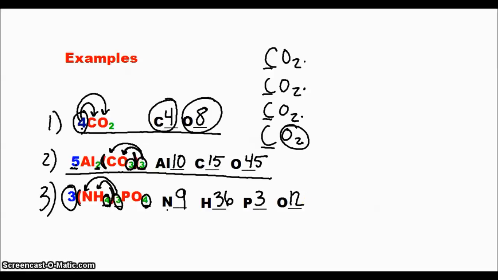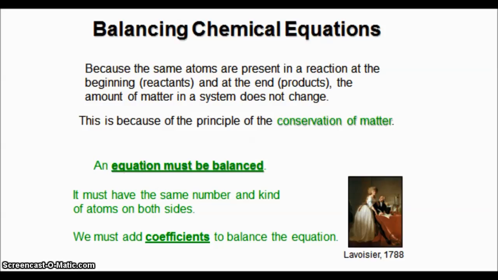So why do we have to do this? Why are we messing with these big numbers? It all boils down to the law of conservation of matter, saying that matter can't be created or destroyed, and so we have to be able to balance our chemical equations. Just meaning that whatever atoms we have on the reactant side, we need that same amount of atoms on the other side, on the product side.